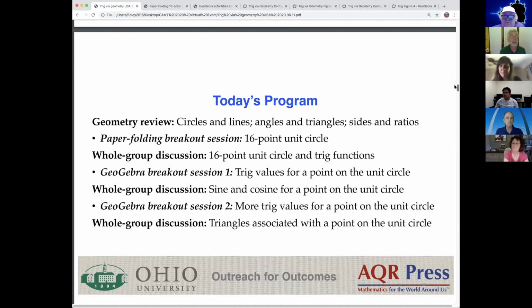And then after that hands-on paper folding, we're going to have a whole group debriefing on that breakout session topic. And then we're going to have 2 additional breakout sessions on GeoGebra. The first one is going to look at trig values associated with a point on the unit circle. And then we're going to have a discussion of sine and cosine on the unit circle. And then you'll be able to look at some other trig functions other than sine and cosine on the unit circle in the second GeoGebra breakout. And then we'll have a final wrap-up discussion.